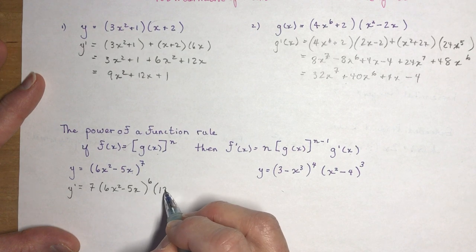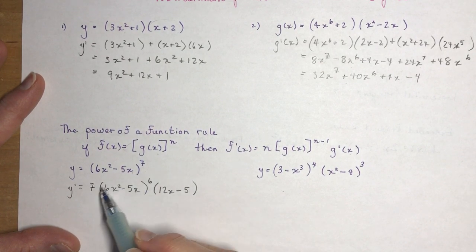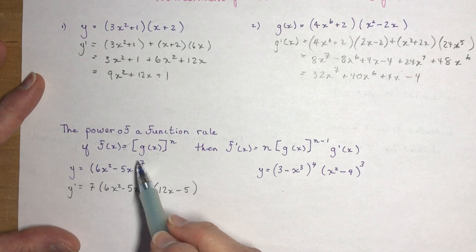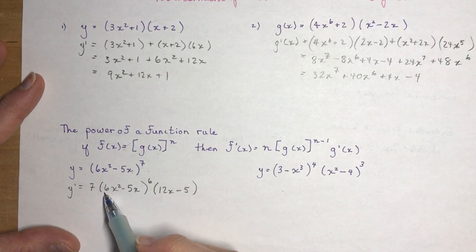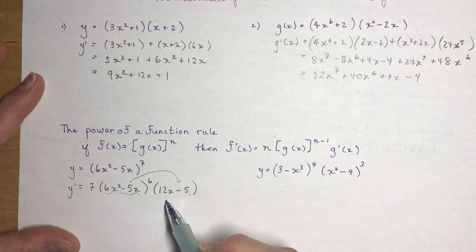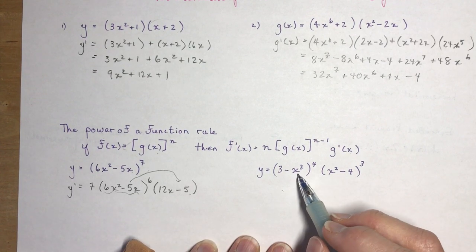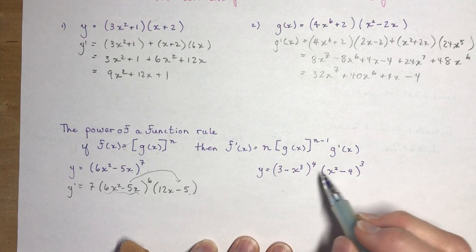So that gives me 12x minus 5. Okay, so be really careful. Sometimes students will do this part and they forget to take the derivative of this. So that's this part here. What happens when you have to apply the power of a function rule and the product rule?